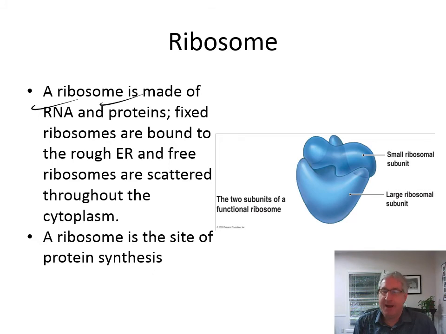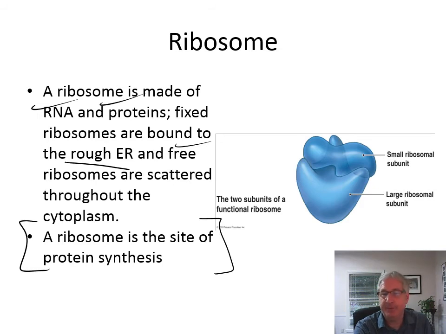Fixed ribosomes are bound to the rough ER, and free ribosomes are scattered throughout the cytoplasm. And all those can make proteins. Free ribosomes are out in the cytoplasm so that you can make a protein out in the cytoplasm without having it be packaged and go to the Golgi apparatus, all that stuff. So the ribosome is where protein is synthesized.